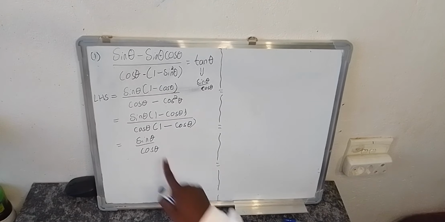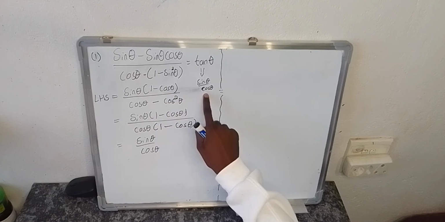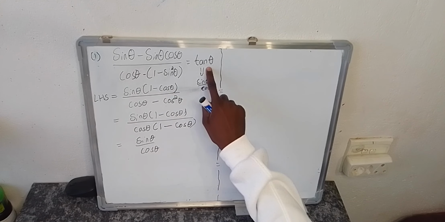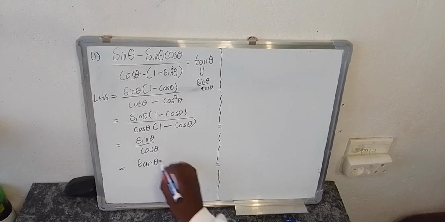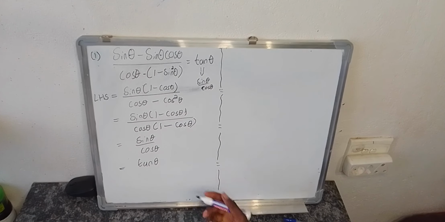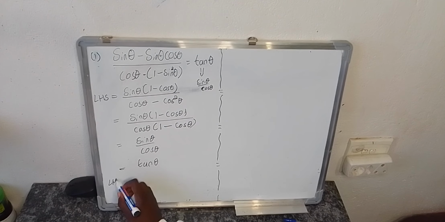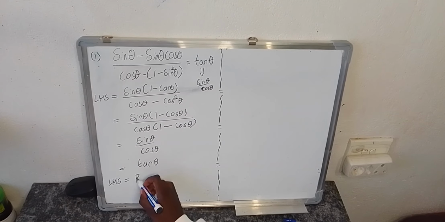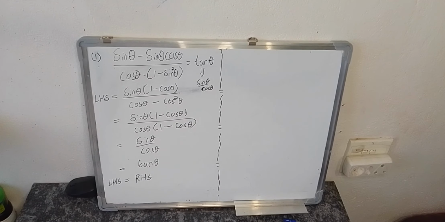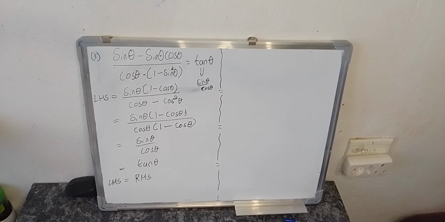You see, and we know that this is equal to tan theta. So now you're going to be left with tan theta. Therefore we can conclude that the left hand side is equal to the right hand side. Then we're done. So now let's jump to example 2.